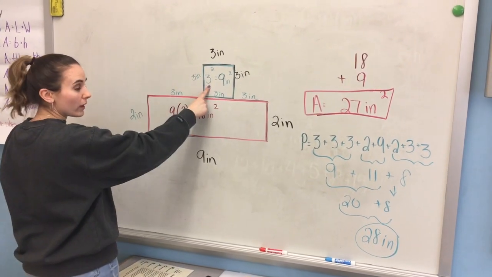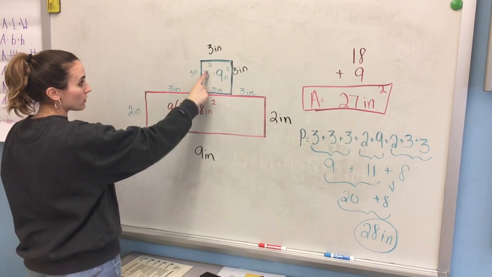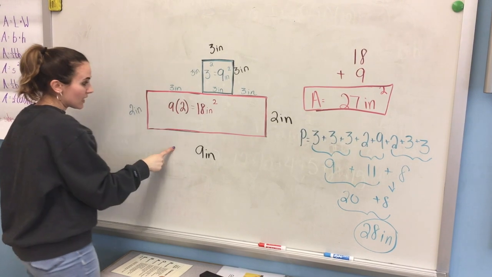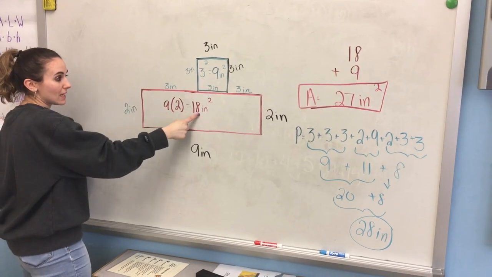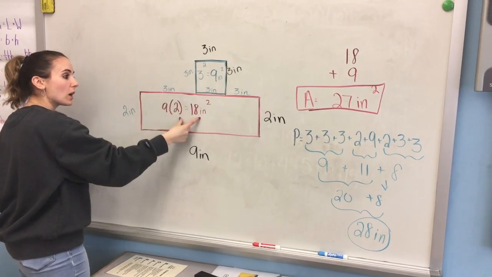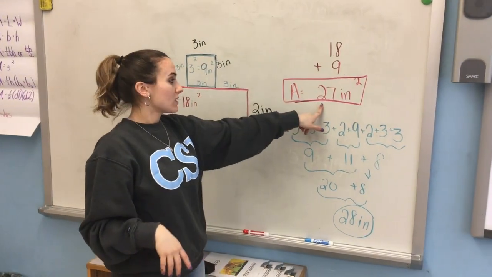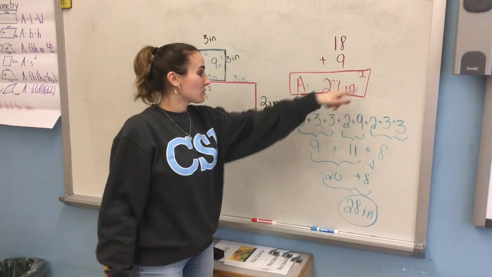I use my square formula, which is s squared. 3 squared is 9. 3 times 3 is 9. And then I did for my rectangle, 9 times 2, which is 18. I got the area of each part, but I need it together. So I did 18 plus 9, which is 27 inches squared.